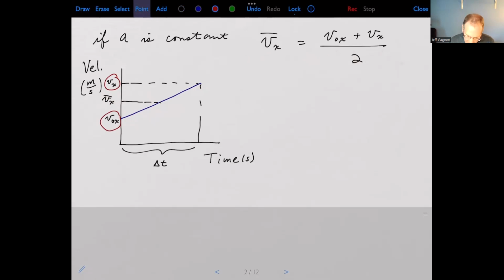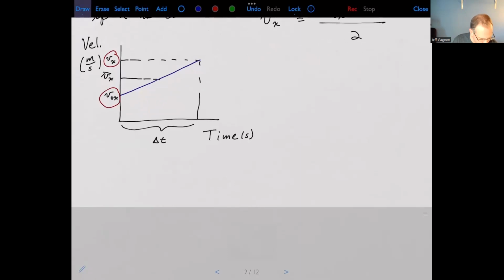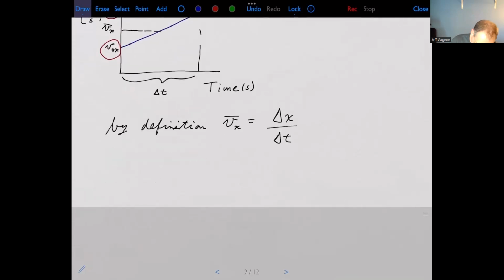Okay. By definition, another way of writing the average velocity is that the average velocity is equal to the change in position, the displacement, divided by the change in time. Or I could rearrange this. I could write this as the displacement is equal to the average velocity times delta t. Right? I basically just multiplied both sides.